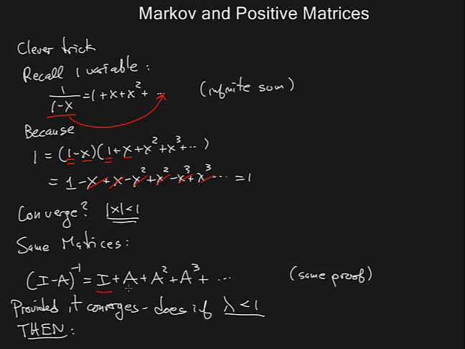And if that's the case, then you conclude that this inverse is this infinite sum of a bunch of matrices, all of which have positive entries, or I should say non-negative entries. So you're just adding up a bunch of matrices with non-negative entries, so I minus A inverse is non-negative. Pretty clever, huh?